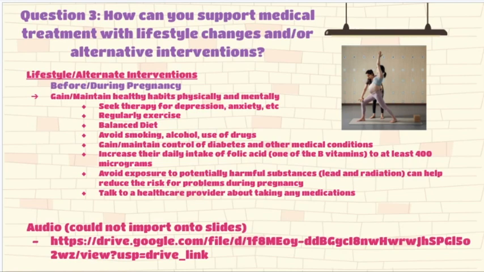Suggested lifestyle changes and or alternative interventions before and during pregnancy would be to gain and maintain healthy habits physically and mentally. This will help reduce the risk of things like miscarriages or preterm birth. Preterm birth may be considered anything before 37 weeks. It's best to be up to date with any immunizations or necessary things on your medical records.